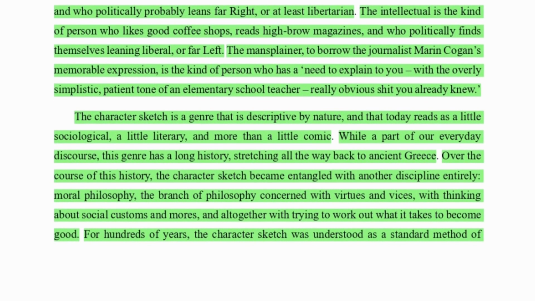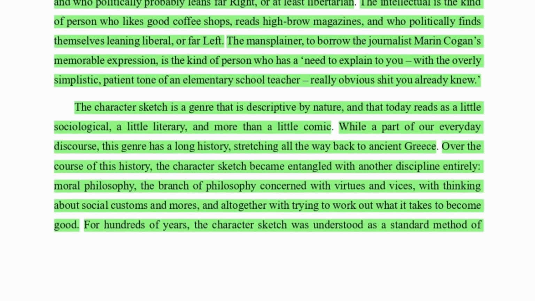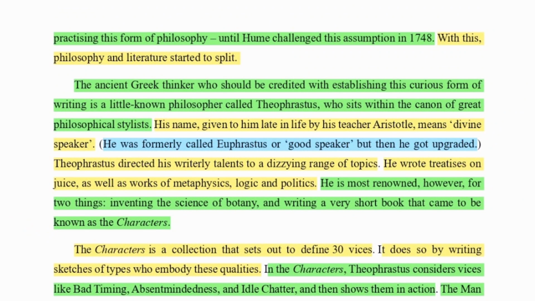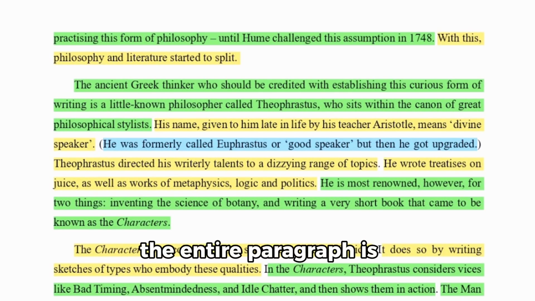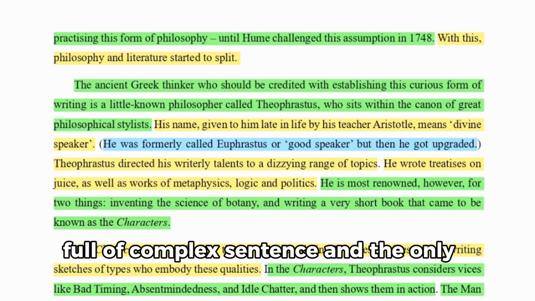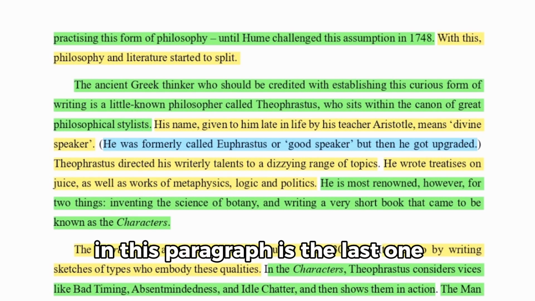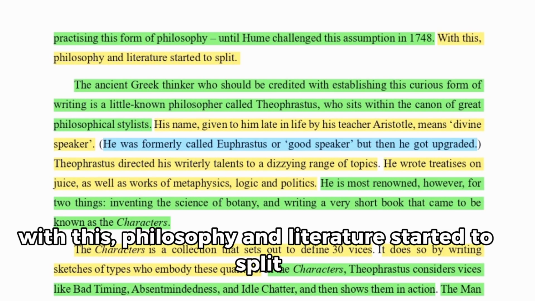For hundreds of years, the character sketch was understood as a standard method of practicing this form of philosophy, until Hume challenged this assumption in 1748. The entire paragraph is full of complex sentences, and the only single sentence in this paragraph is the last one. With this, philosophy and literature started to split.